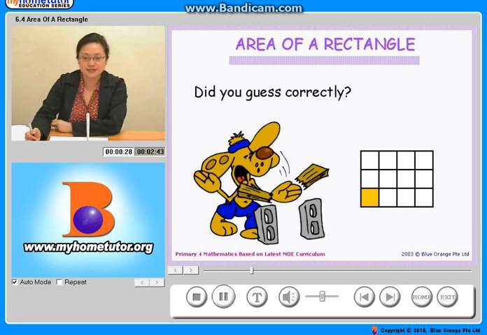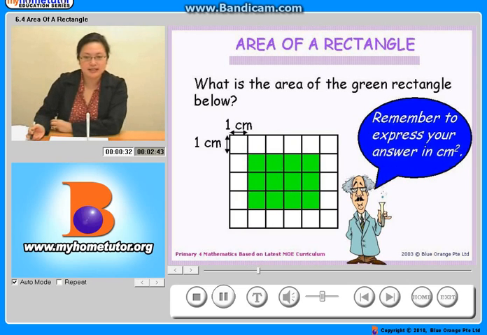Now did you guess correctly? Now let's take a look at the next slide. Now what is the area of the green rectangle below? Now you find that there are actually extra squares around the rectangle, so we must bear in mind that the one that we're looking for is the green colored ones.